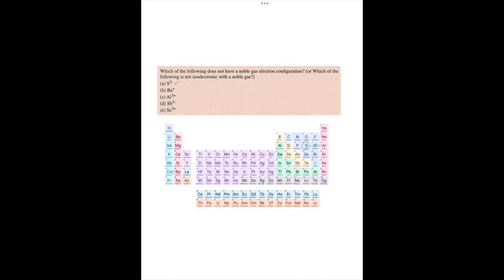Let's use the periodic table to determine if these ions have a noble gas electron configuration. So for sulfur 2 minus, it will be equivalent to argon, so that is correct. Ba plus will be equivalent to cesium, and so our final answer is B.